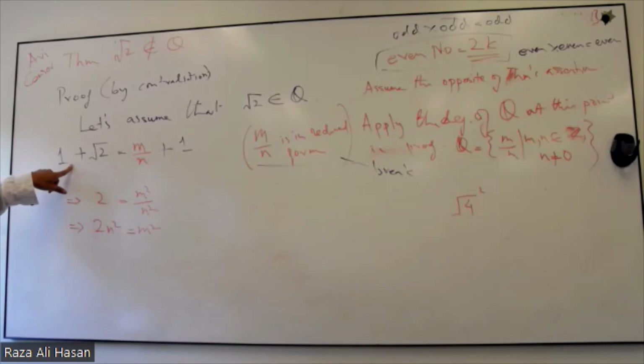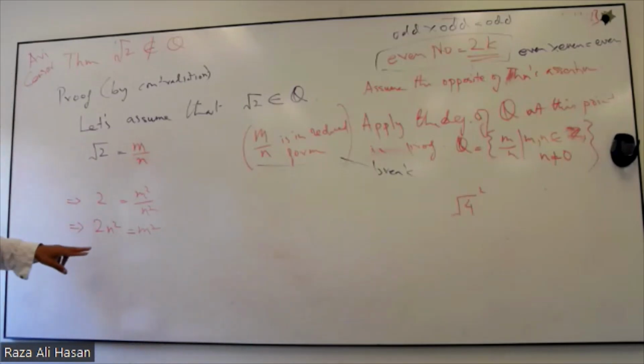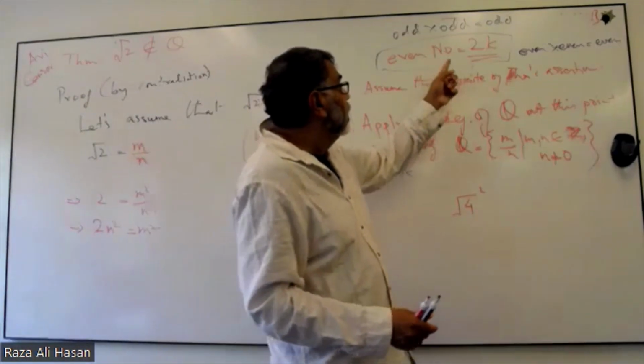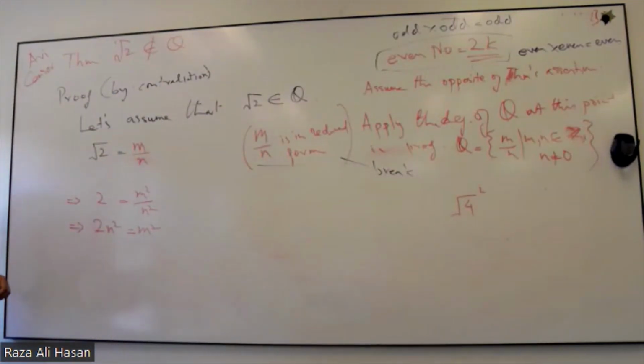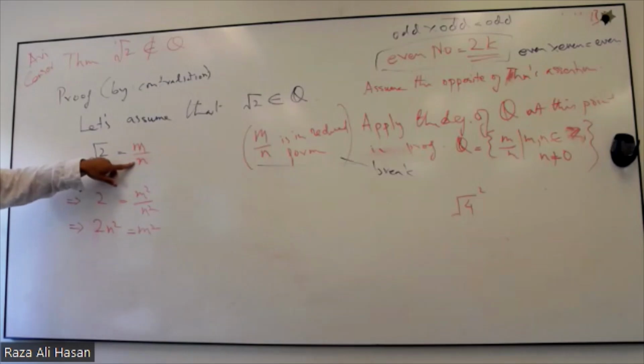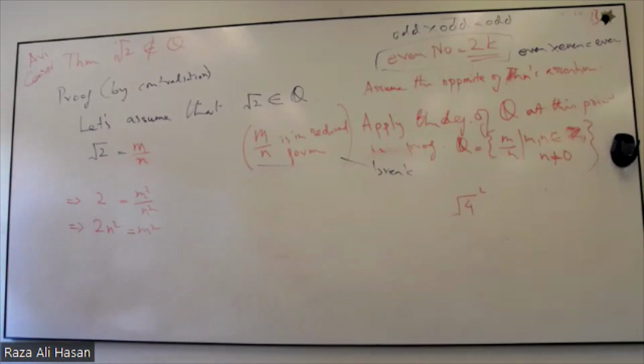The equality stays the same. Will this help us? Not really. Because we want to do something to this so that we can talk about this form. Because we want to show that our m and our n have to be even, which then means that they're not in the reduced form. And therefore, this whole exercise was wrong.